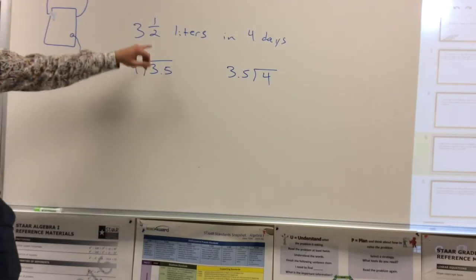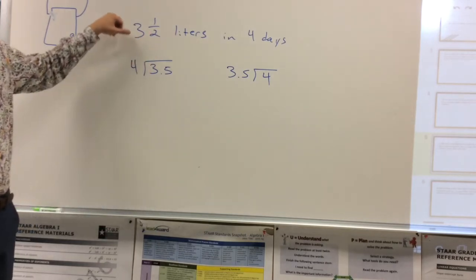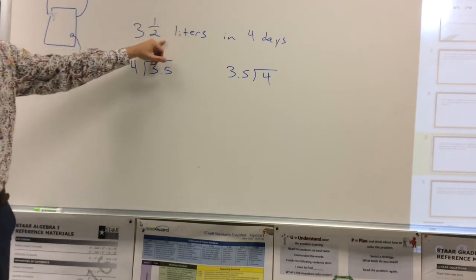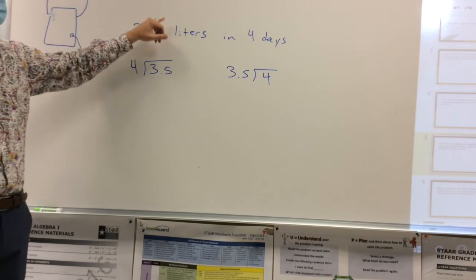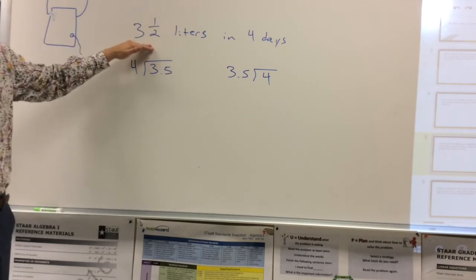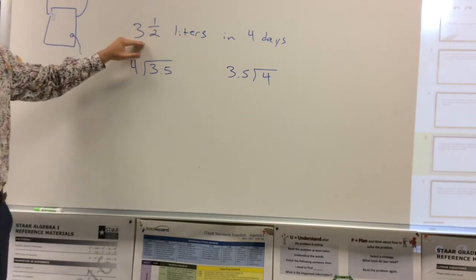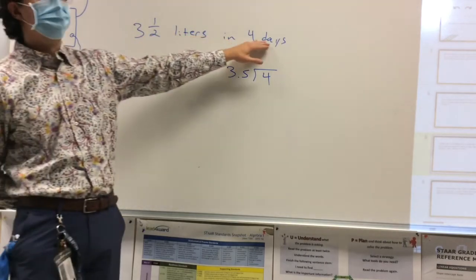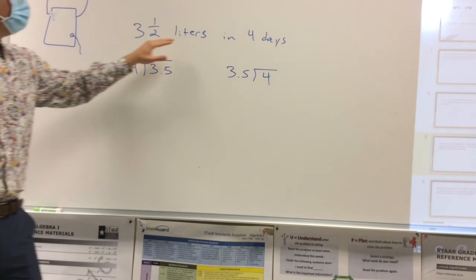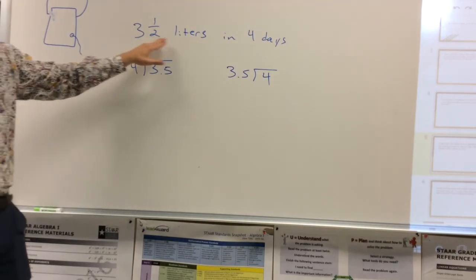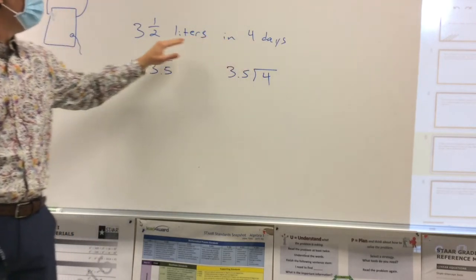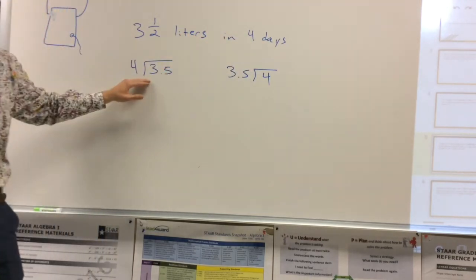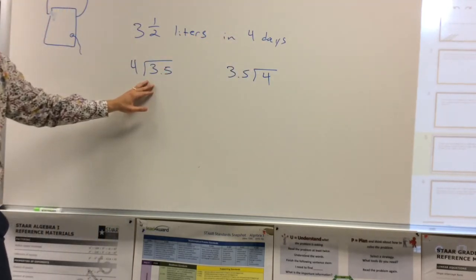All right, let's think about it. This is the total number. 3.5 liters is what it has lost so far in 4 days. So this number is what we want to divide or break up into our number of days. We are dividing up 3.5 liters by 4 days. So the 3.5 is the one that's going to go inside of the box.